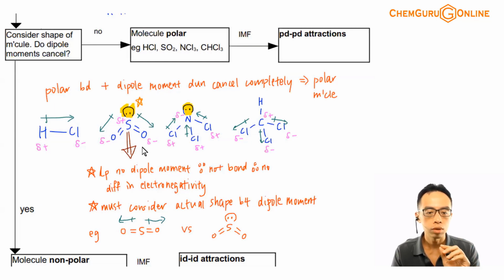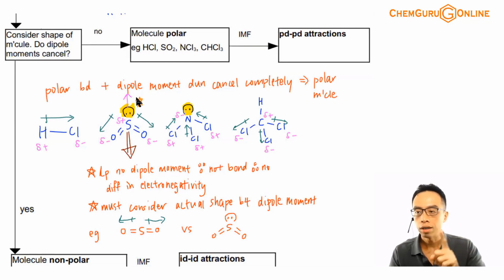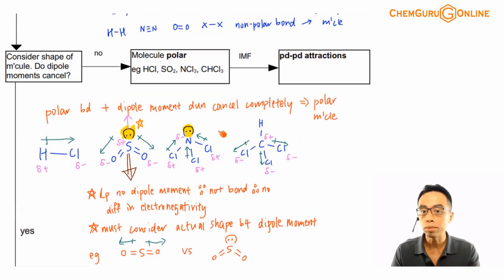And just to clarify, because some students will say, hey, I have this lone pair, isn't this lone pair negatively charged? So wouldn't this have a dipole moment pointing up because it is negatively charged? Actually, this misconception is quite common. Some students will say the lone pair is negative, so there's a dipole pointing up. It's not true, because we have to understand what a dipole moment is in the first place.